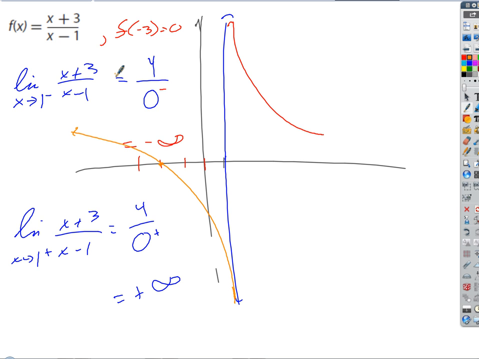Yep. So essentially you can use the numerator and denominator to determine the vertical and horizontal asymptotes. To determine the vertical. We don't know about the horizontal yet. We haven't talked about that yet. That's coming up. But there is a way to quickly do that too. I'm not going to show you that rule today though.